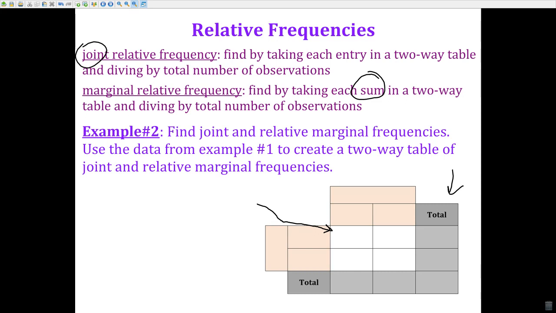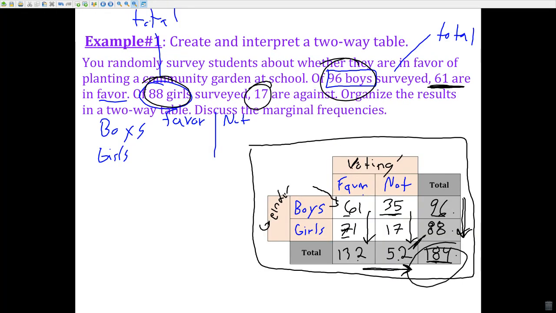So let's see. Joint is found by taking each of the entries in a two-way table and dividing by the total number of observations. The marginal is the same thing. I knew it was on the outside because it says sum. That's when we added the stuff together in a two-way table, dividing by the total number again of observations. So we're looking at whatever this number was on the other page, and we're going to divide each of these numbers by the total, the 184 that we found in the back, right? 184 down here. So let's take a peek.